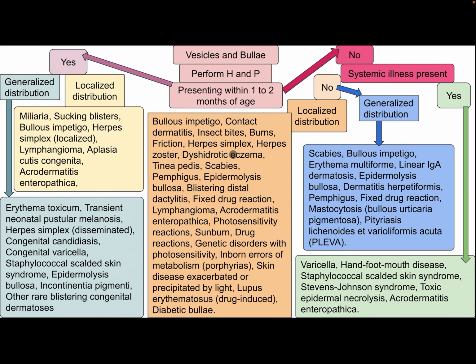dyshidrotic eczema, tinea pedis, scabies, pemphigus, epidermolysis bullosa, blistering distal dactylitis, fixed drug reaction, lymphangioma, acrodermatitis enteropathica, photosensitivity reaction, sunburn, drug reaction, genetic disorder with photosensitivity, inborn error of metabolism, porphyria, skin disease exacerbated or precipitated by light, lupus erythematosus, drug-induced, diabetic bullae.